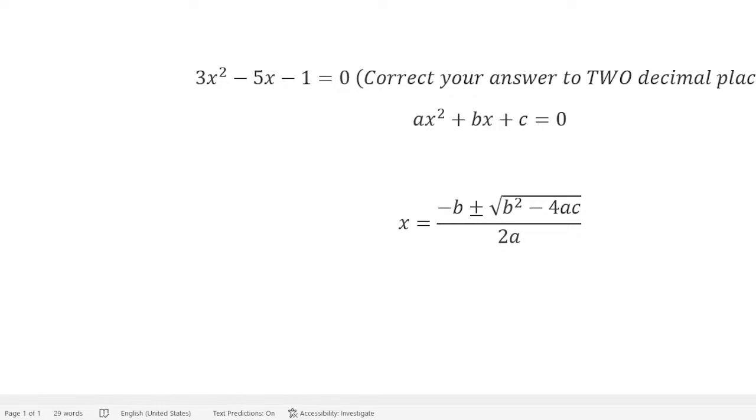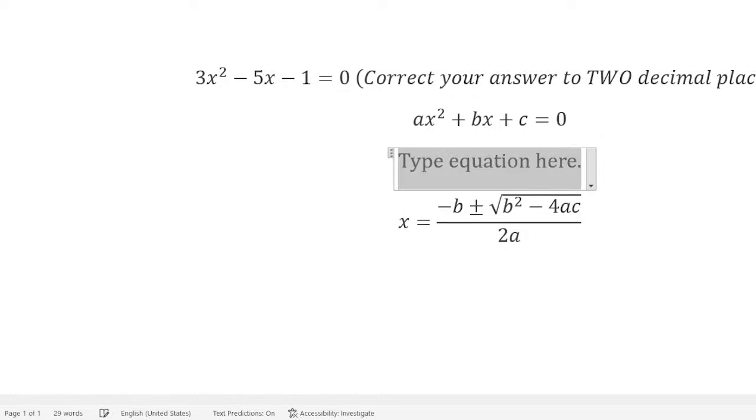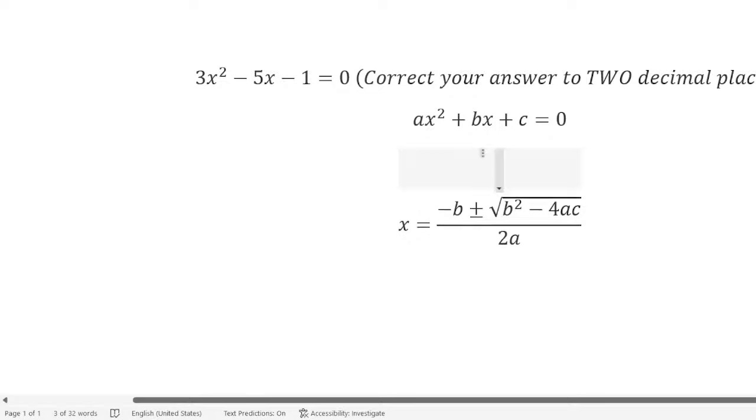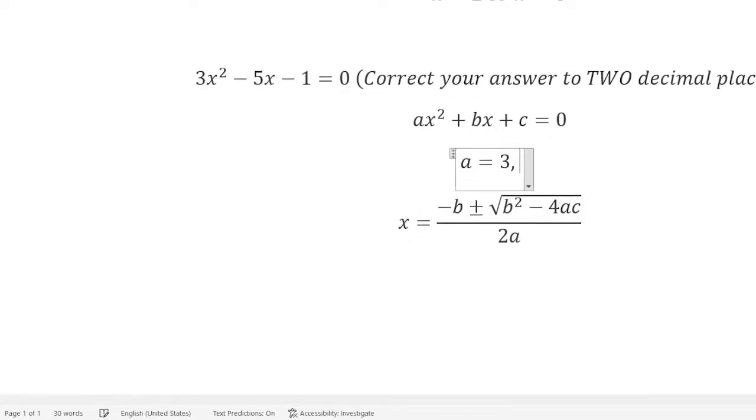The value of A is always the coefficient of x squared. In this case, the coefficient of x squared is 3, so A is equal to 3. Then the value of B is always the coefficient of x. In this case, B is equal to -5.